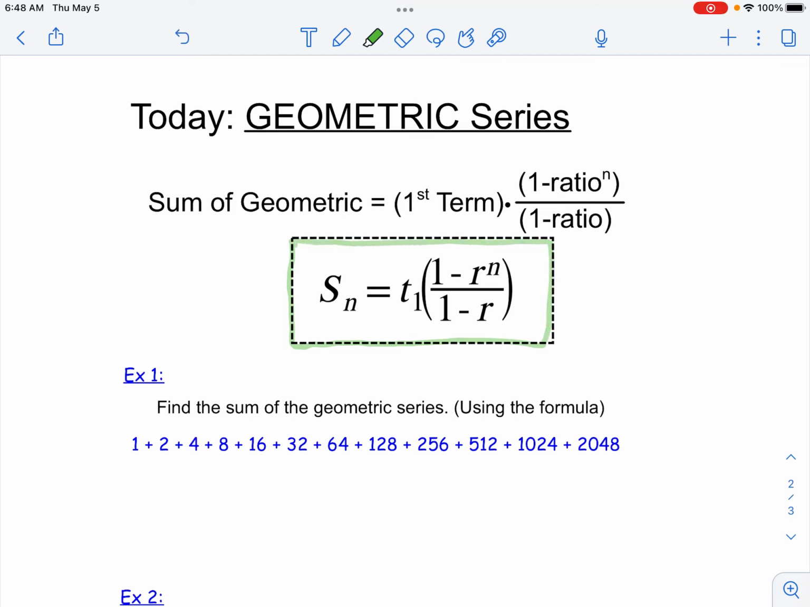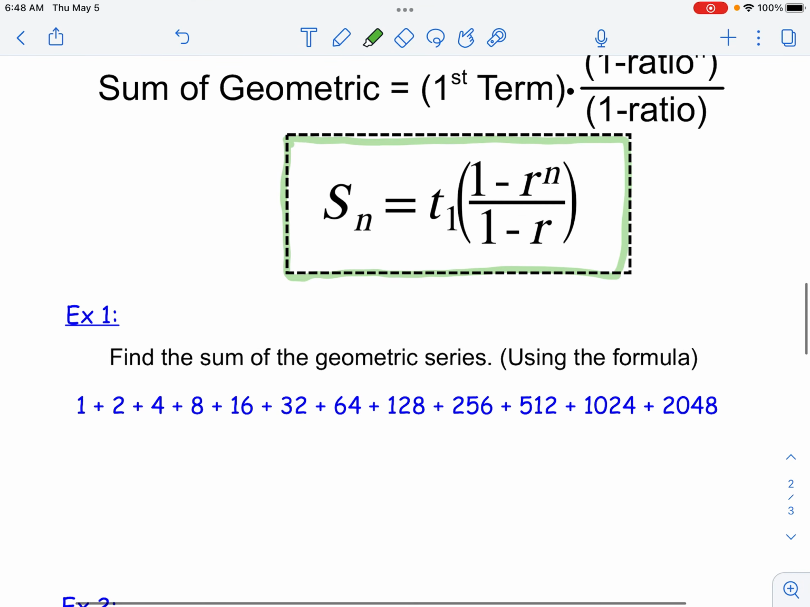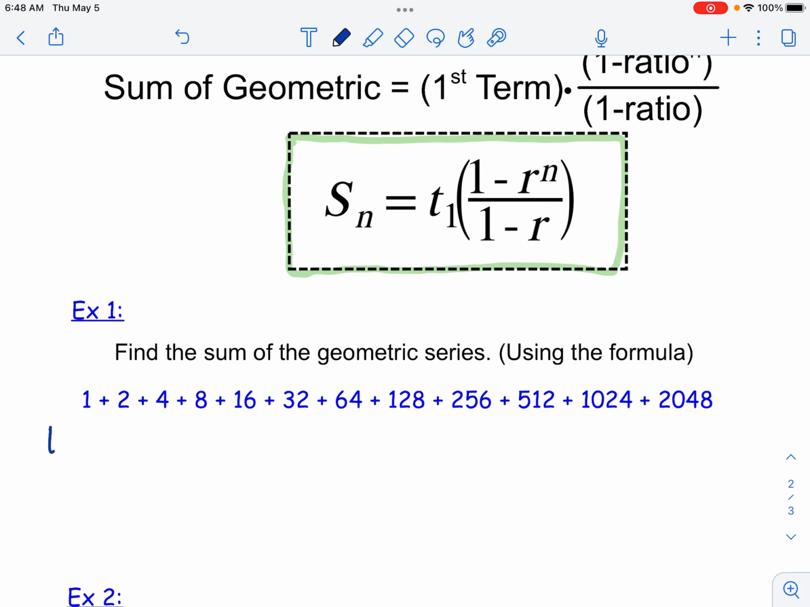What this means is if you have a geometric sequence and you want to add all those numbers up together, this is the formula we use. It's the first term times the fraction of 1 minus the ratio to the nth power over 1 minus the ratio. So let's look at the first example and figure out what are the 3 things we need. The 3 things we need are the first term, which we call T1, the common rate or ratio, and how many terms there are.